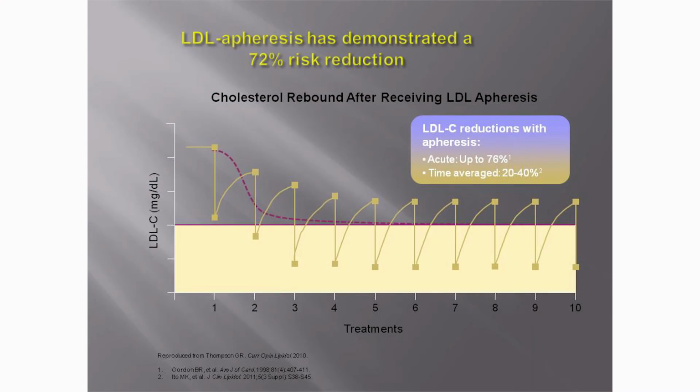And there's some European literature that has shown a 72% reduction in risk by using LDL apheresis in the FH patient. Next slide shows how this works, and you basically, after each treatment, lower their LDL cholesterol very, very significantly, then it goes back up, then you lower it again. You're doing this every 2 weeks in the HeFH patient, can be every week in the HoFH patient, and then you hit a new baseline that's lower than your initial LDL baseline.